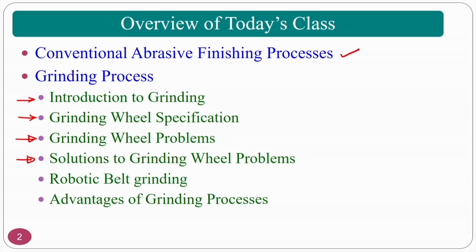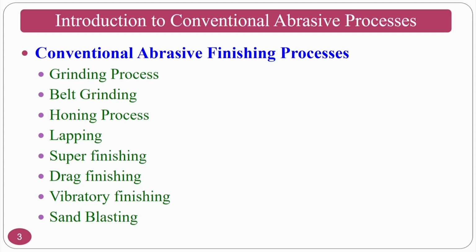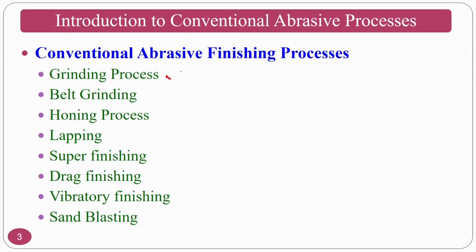Then robotic belt grinding. This is not there in the textbook, so you have to see it. For that purpose, we have provided you with good videos so that you can understand how robotic belt grinding or robotic based soft wheel polishing and all those things work. Okay. So, coming to the last section, that is advantages and applications of the grinding process. Moving on to the conventional abrasive finishing process, the main process is the grinding process, which we are going to see in this particular class.